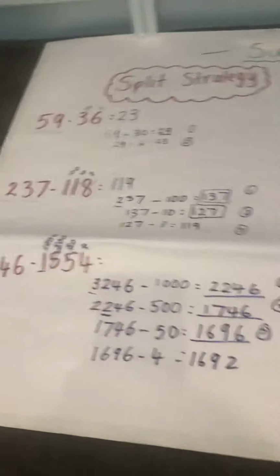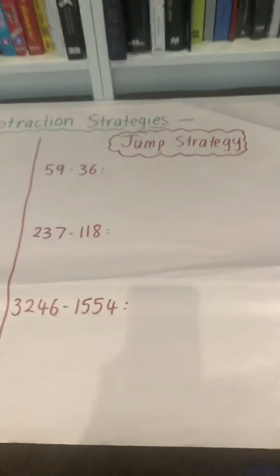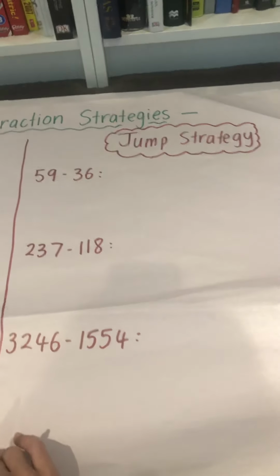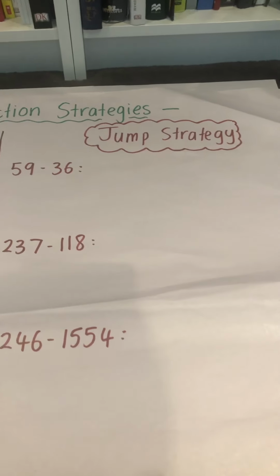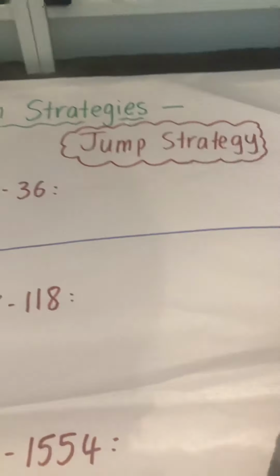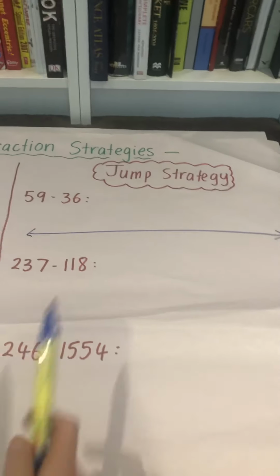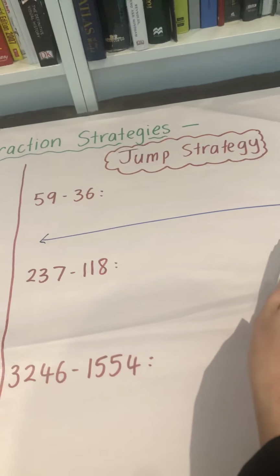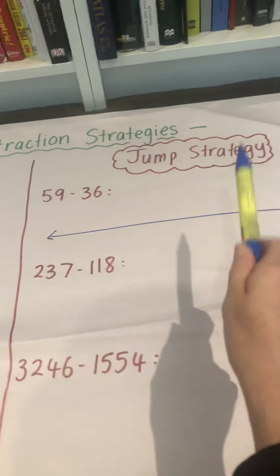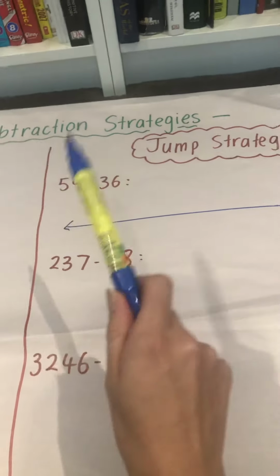Now, a second strategy that we're going to be looking at that you can check your answers with is jump strategy. Okay, now with jump strategy, like what we looked at yesterday with our addition, we do an empty number line. Okay, so a number line from left to right. Now, yesterday with our additions, we started here on the number line and we built up to the number getting larger. Okay, because a number plus another number, you'll always get a larger number than any of those two numbers in your addition.